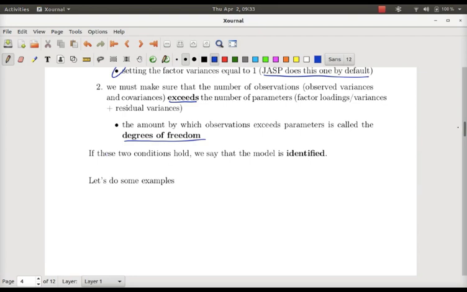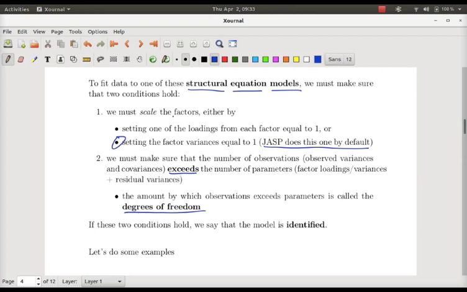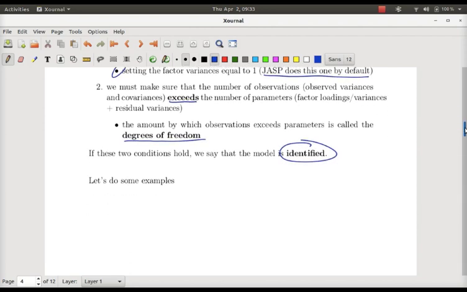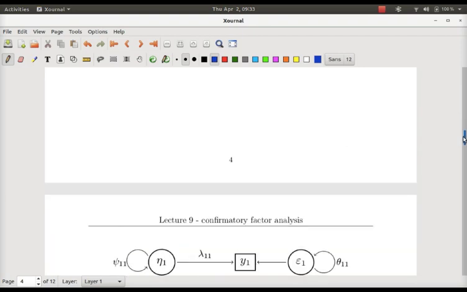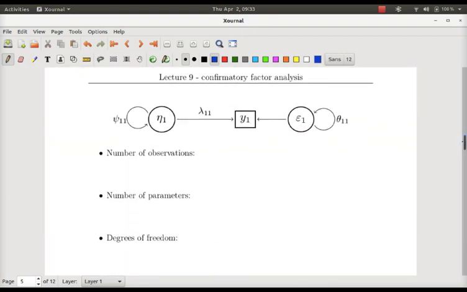If these two conditions hold, so these two conditions are, you scale the factors by setting the factor variances equal to 1, and your number of observations exceeds your total number of parameters, we say that the model is identified. In order to fit a model, you have to have an identified model. So let's do some examples and let's see if our models are identified. So what we're going to see here are several examples of path diagrams. And I'm going to show you in each one of these how you actually go through and check to see if the models are identified.